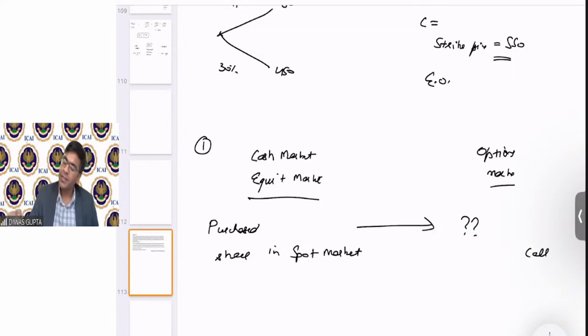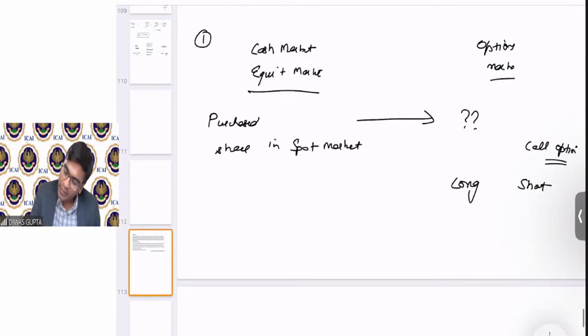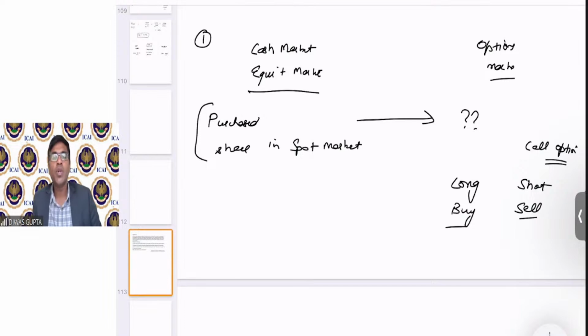Let's not go to put option. What action should I do? Should I long or should I short? I mean, should I buy a call option or should I sell a call option? Students, come on, tell me. What will you do? If you already have an exposure in the spot market because you have purchased the shares in spot market, then in options market will you buy a call option or sell a call option to mitigate that risk? Tell me, students.